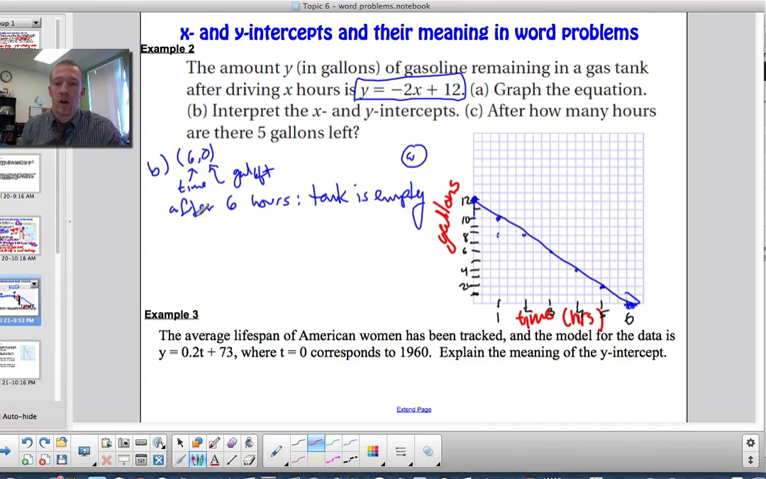And then for our y-intercept, that's 0, 12. So the 0 is for our time, says we haven't driven anywhere yet, and that tells us there's 12 gallons of gas left. So it's a 12-gallon tank. If you've driven nowhere, then that's 12 gallons in the tank.